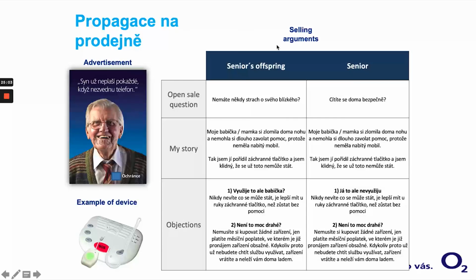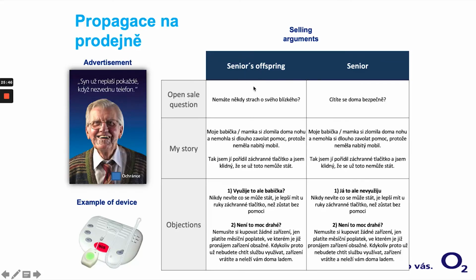We also did some selling arguments. So some open sell question, which is the question when you start your sale. So we have to define this. It always helps if you have your own story. So we defined the story, and we gave the clerks in stores some objections. So if they would say, okay, but will my grandpa actually use it, or isn't it too expensive? There are some pre-made answers they can use. They don't have to, but they can.